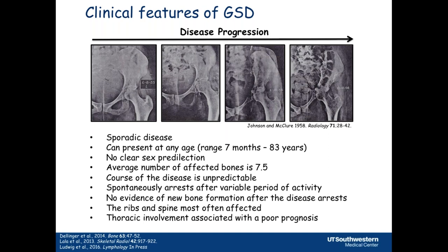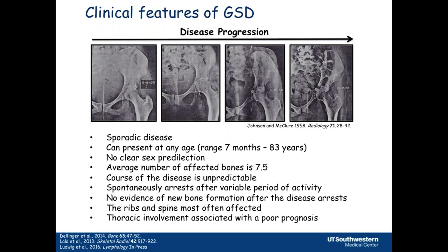One very interesting feature of this disease is that it will spontaneously arrest after a period of activity. So when a patient is initially diagnosed with Gorham-Stout disease, it's not known if their disease is in an active or inactive state, and there are currently no biomarkers to help make that distinction. Importantly, there's no evidence of new bone formation after the disease arrests. Once the bone disappears, it does not regenerate. It is gone for good.